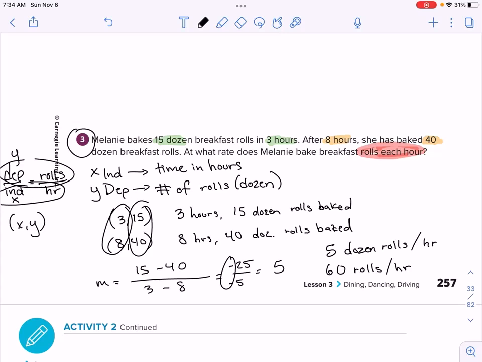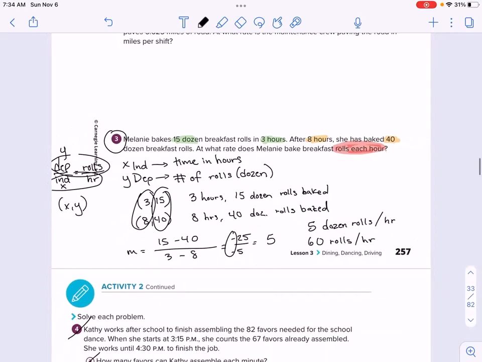Right, so 60 rolls per hour. That's quite a bit for every hour. If you were to put that in terms of minutes, that's 1 roll per minute. So that seems like a pretty efficient thing that they've got going on in this bakery. Okay.